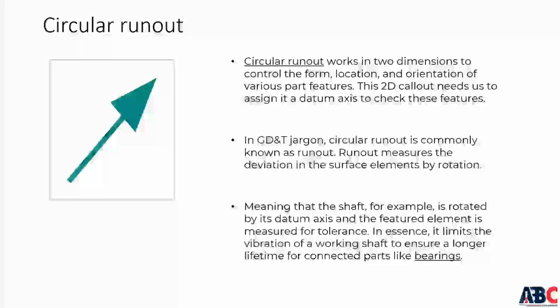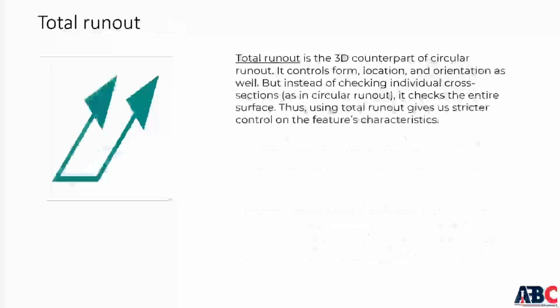This comes under runout controls. First is circular runout. Circular runout works in two dimensions to control the form, location, and orientation of various part features. In GD&T jargon, circular runout is known as runout. Next is total runout. Total runout is the 3D counterpart of circular runout. It controls form, location, and orientation as well.